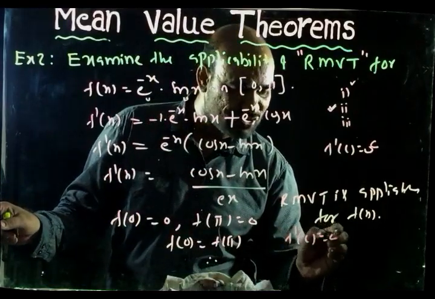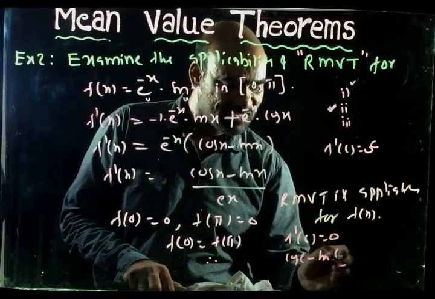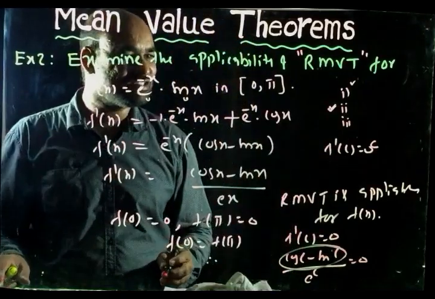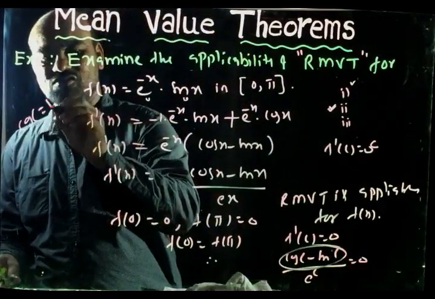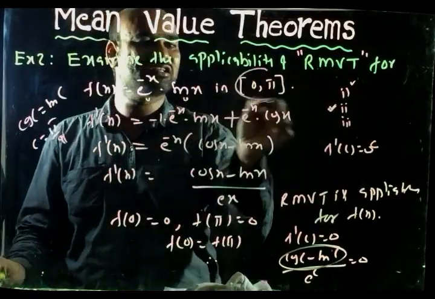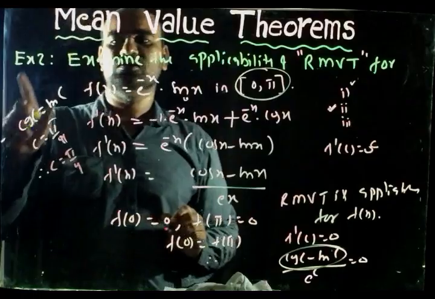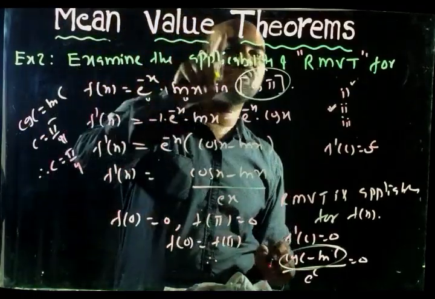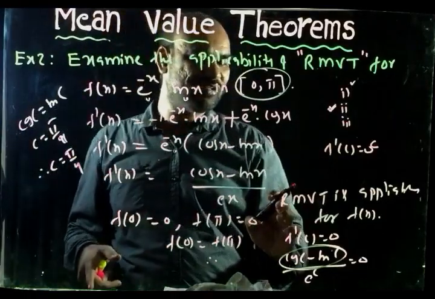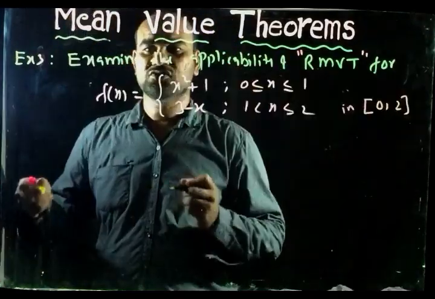f dash of c equal to 0 means cos c minus sin c by e power c equal to 0, meaning cos c minus sin c equal to 0, meaning cos c equal to sin c. c equal to pi by 4 or some more values, but pi by 4 is in this interval. So such a c exists, therefore c equal to pi by 4. So understood. Sometimes they will ask questions like this: examine the applicability of RMVT and also find c. So we examined that the function is satisfied by RMVT and also the value of c is equal to pi by 4.